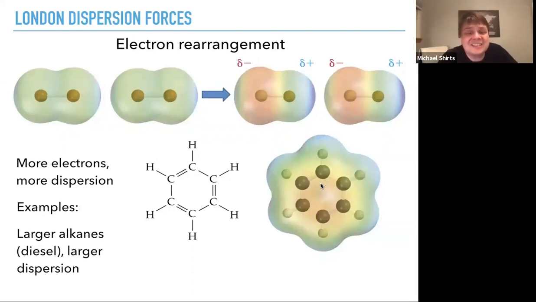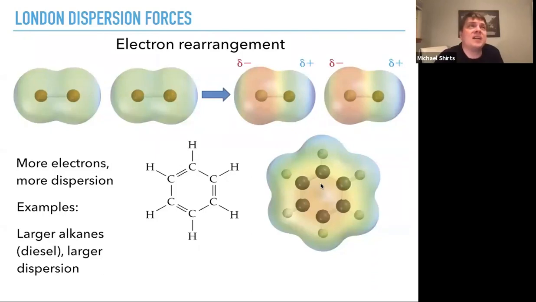Larger alkanes like diesel, remember diesel fuel, you might know, has problems in the winter. If it gets too cold, it freezes, because diesel fuel has larger alkanes than normal gasoline, and therefore larger dispersion, more interactions, and will have higher boiling points. Okay, so that's the idea behind London dispersion interactions, and they occur everywhere.